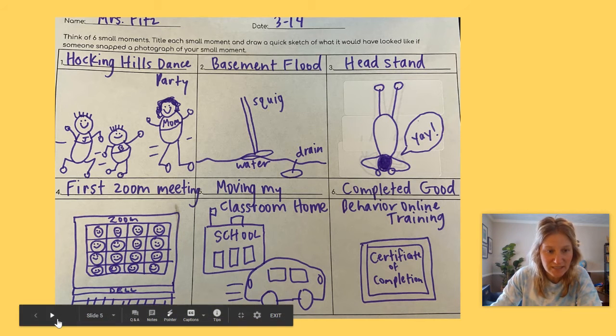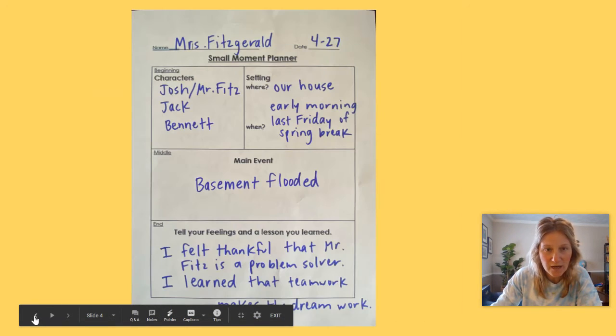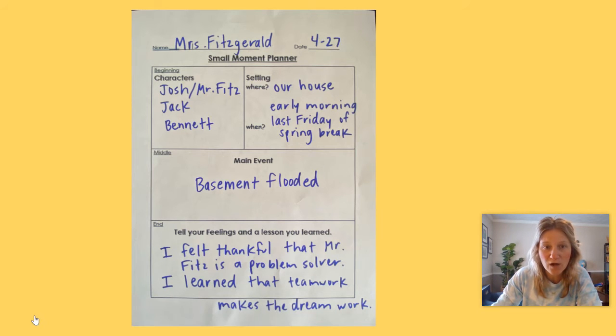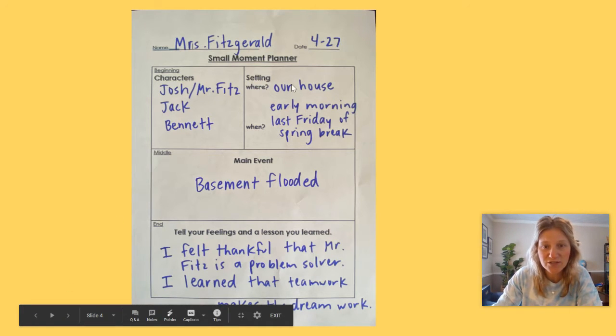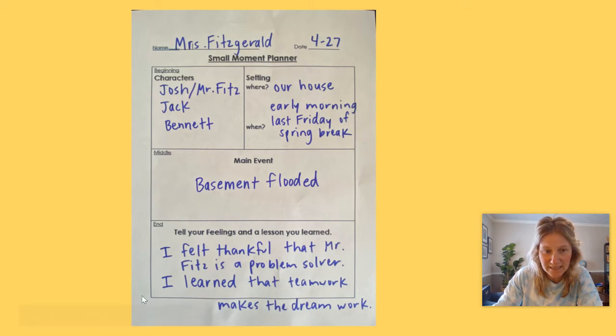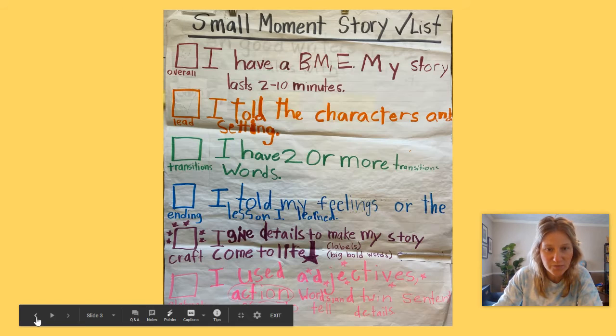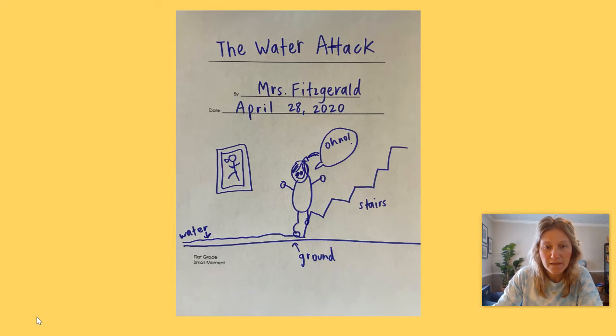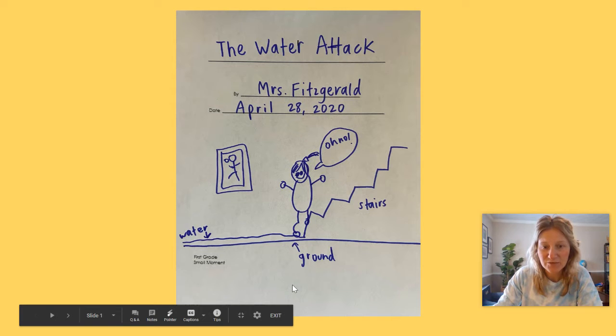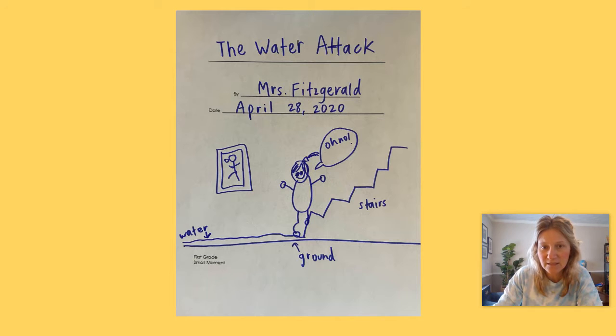So hopefully yesterday you looked at this and you made your small moment planner. So you wrote down the characters, the setting, where and when, the main event, and then your ending. Because today what you're going to do is print off the book. You can either find it on the objectives page at the very top above the daily lessons, or you can find it on this slide by clicking on the picture to the right of my face and this video.